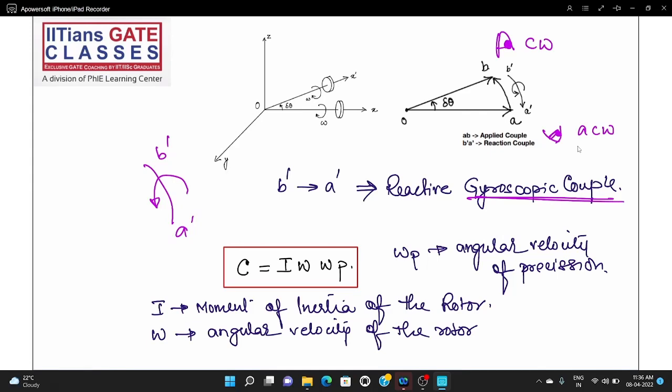Now, the question that will be framed from the gyroscope will have two parts: the numerical part and the direction part. The numerical part is easy. The formula is very easy: I omega omega P. You have to calculate I, omega, and omega P, then multiply. That's it. The only thing that will trouble you is the direction. We are going to learn that by doing a problem.